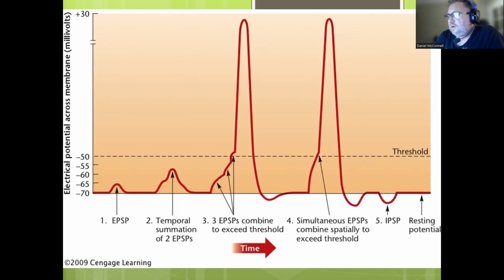Let's go back to that other graph. So point 4 here is showing us what we might see with a spatial summation situation. Several different EPSPs all occurring at the same time, and even though individually they're all weak, as in point number 1 on this graph, if they all occur at the same time, they get to add together their effects simultaneously, and we see that rapid ramping up of the internal voltage of the cell enough to trigger the action potential.